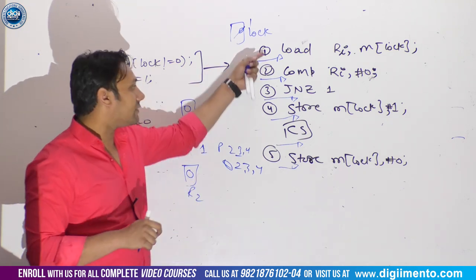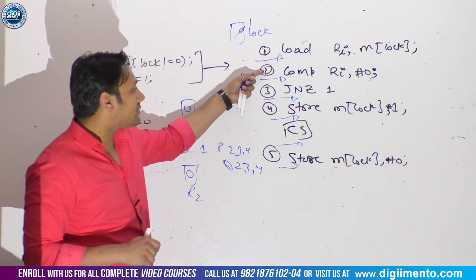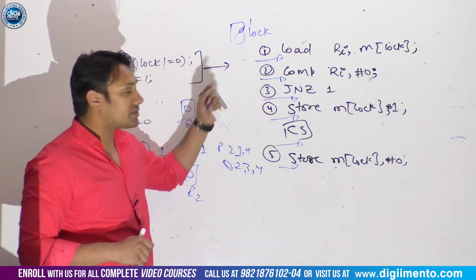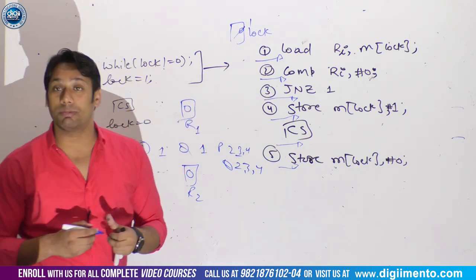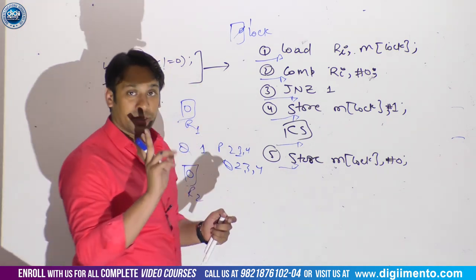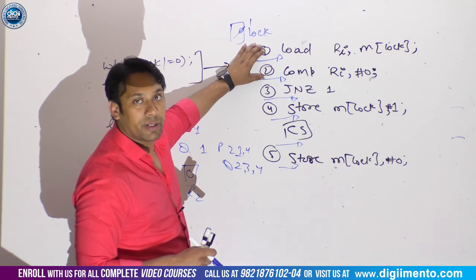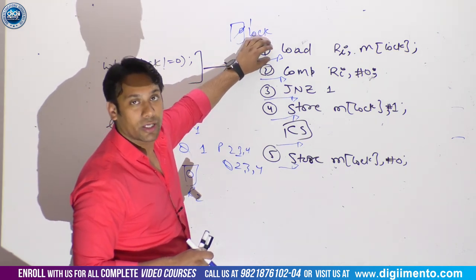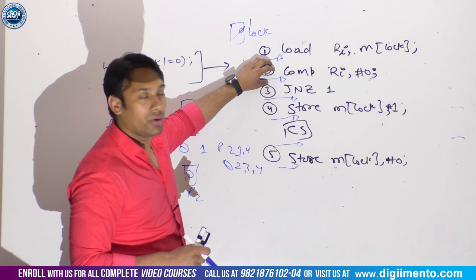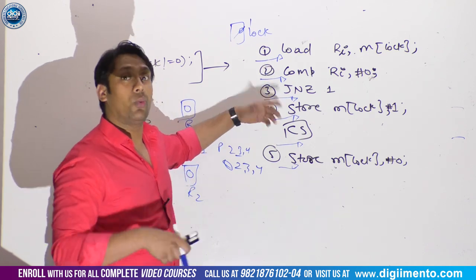We can have a preemption after statement number 1. We can have a preemption after statement number 2. We can have a preemption after statement number 3. But what is the problem? What is the problem here? The biggest problem here is that in statement number 1 and statement number 2, you are just loading it here, comparing it here, and storing it here.